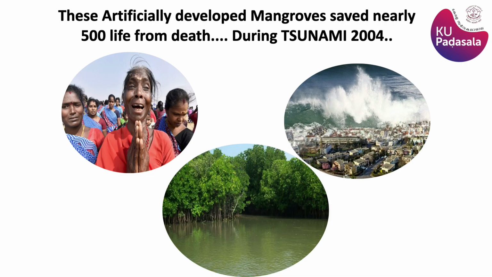The nearby villages were drowned and marooned by the tsunami, but because of the artificially constructed mangrove wall, this wall acted as a savior and saved 500 lives of the coastal populace. I repeat, 500 lives of the coastal populace were saved because of the mangroves that were artificially created by Professor Kathiresan, and hats off to him.